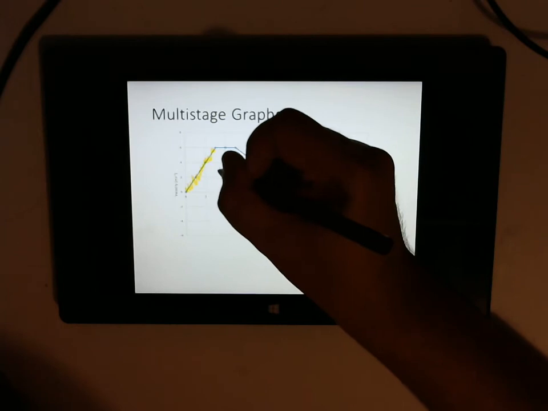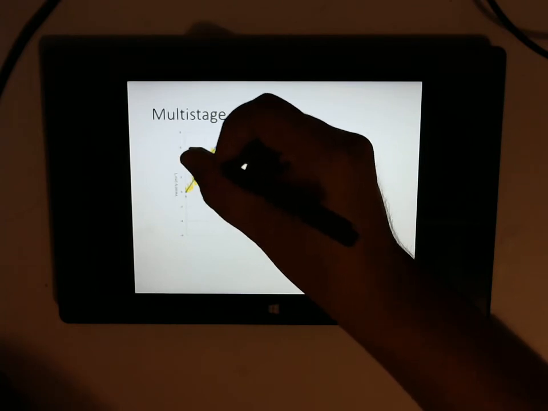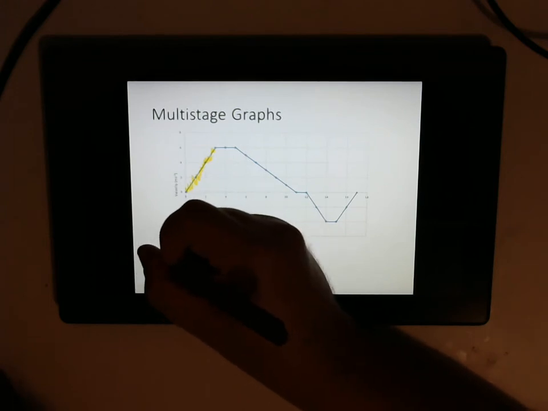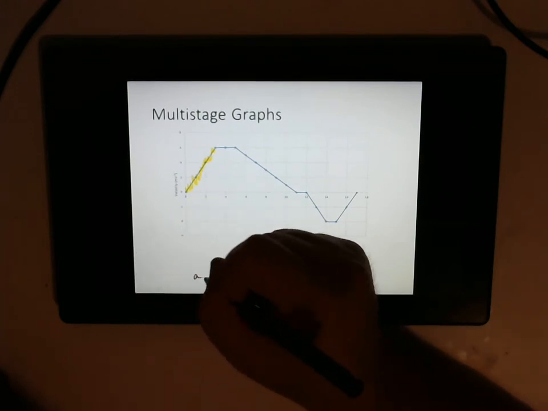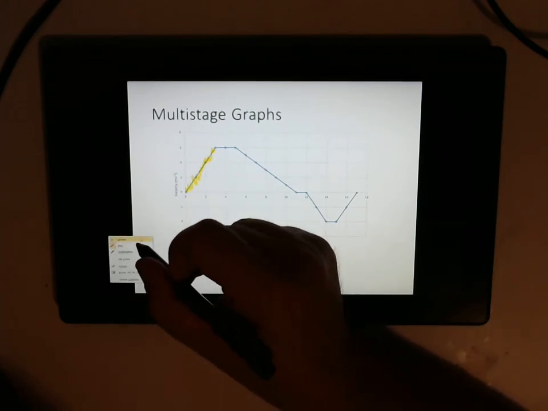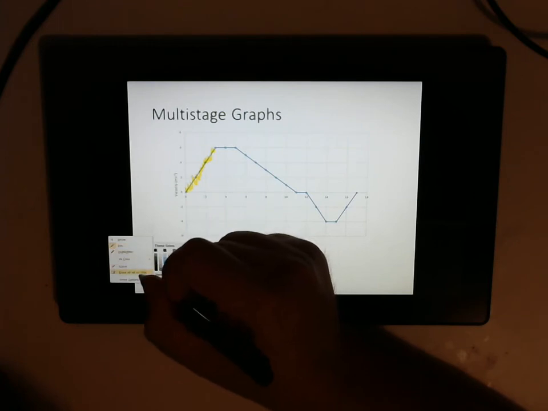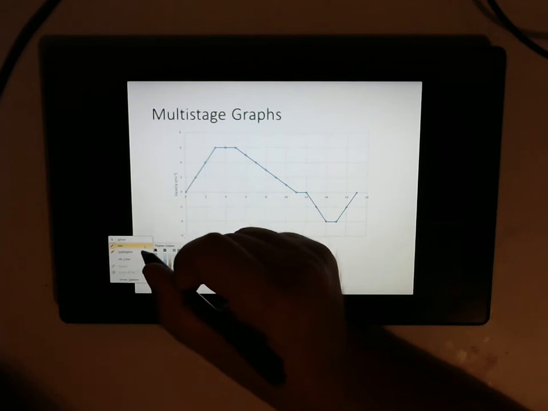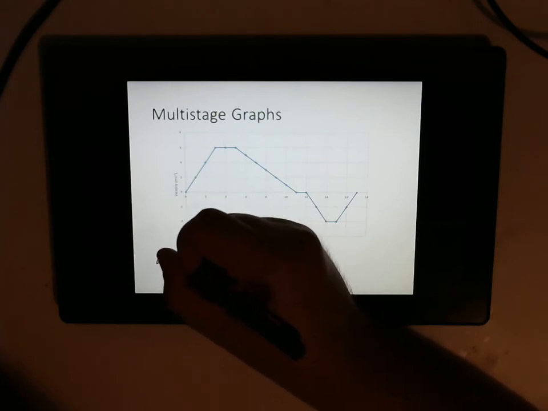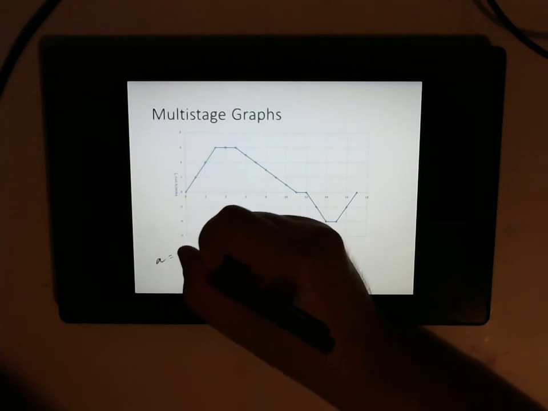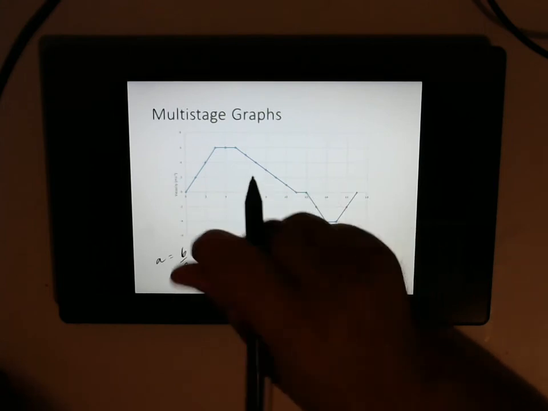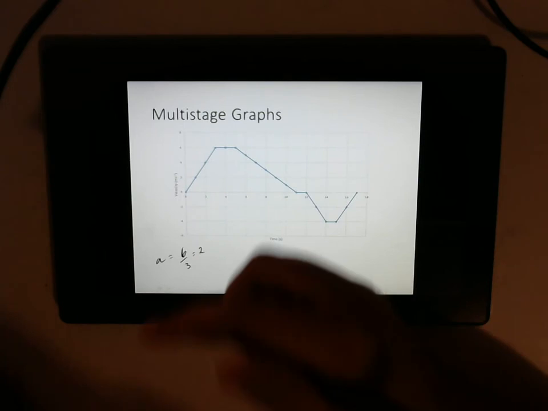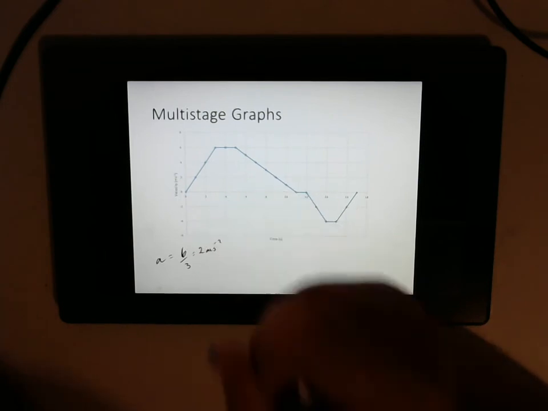So acceleration here equals 6 divided by 3, which would equal 2 meters per second squared.